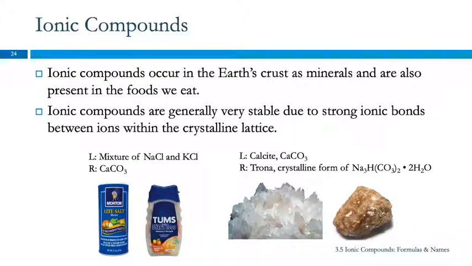Tums contain calcium carbonate, an ionic compound that's good at reducing stomach acid. Here we have a couple of examples of minerals, calcite and trona. Trona is the crystalline form of this crazy thing. Right? So there's a lot of different ionic compounds out there.